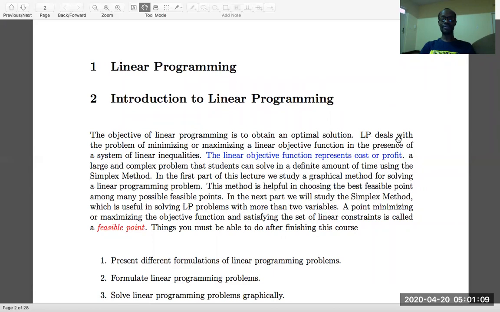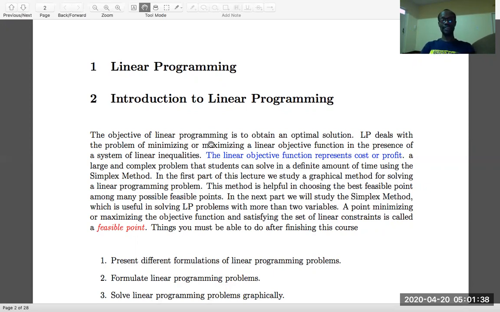Again, remember that linear programming deals with the problem of minimizing or maximizing a linear objective function in the presence of a system of linear inequalities. The linear objective function represents cost or profit. So you are either minimizing cost or maximizing profit in that instance, or you're trying to maximize revenue or minimize cost of the firm.